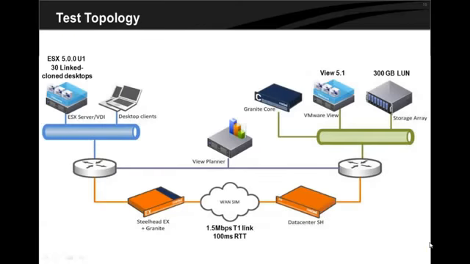Once we have everything configured, we wanted to give you an idea of what kind of performance you can expect, both from a branch user perspective, as well as we'll look a little bit at the storage aspect of this. We did some testing. Our test topology is shown here. It's View 5.1. We were using approximately 300 gigabyte LUN in the data center, T1 link, and using 30 linked clone desktops out at the branch serviced by Granite.